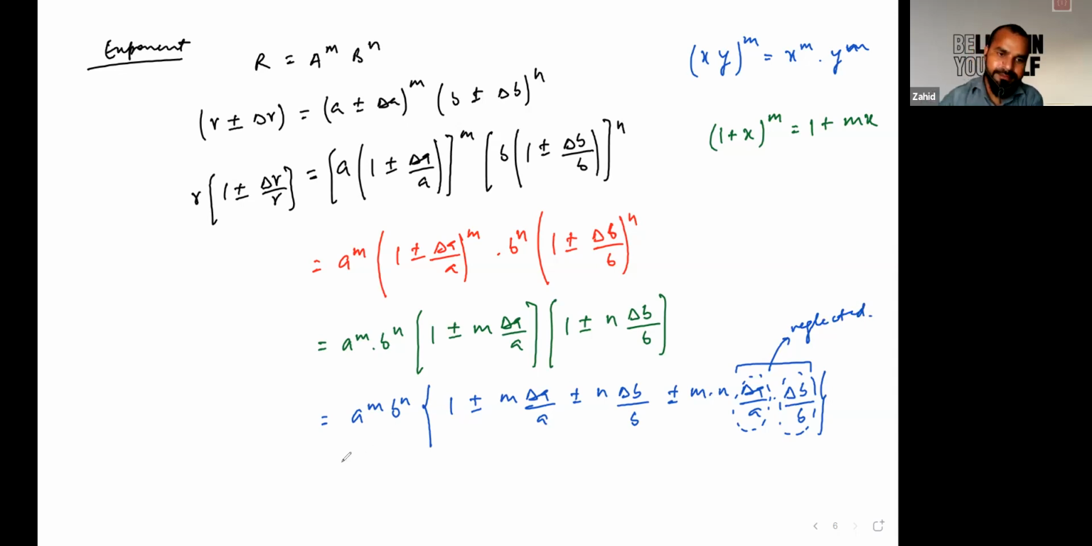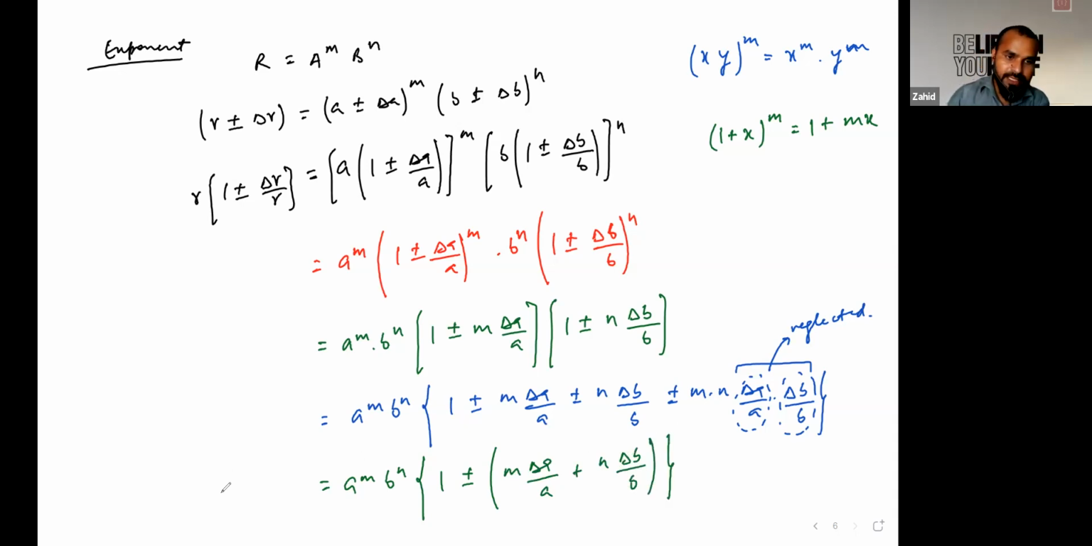So we're left with A raised to the power N, B raised to the power N, with 1 plus minus taken as common. So it would be M times delta A over A plus N times delta B over B. Just compare with the left hand side as R, 1 plus minus delta R over R. On comparing, R would be equal to A raised to the power N and B raised to the power N, and delta R over R would be this part. Just write it down. I will just bring this particular relation on the next page.